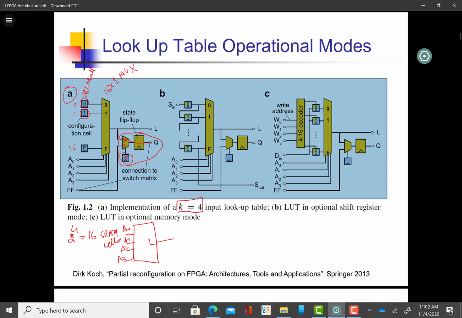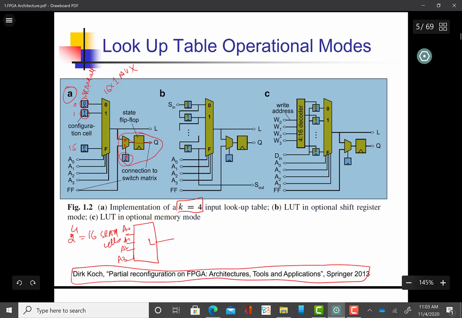Interestingly, there is another kind of functionality that you can achieve with the lookup table structure. Now this lookup table structure is actually implemented by Xilinx, and this is from a book, Partial Reconfiguration on FPGAs: Architecture, Tools and Applications, published by Springer in 2013. So this is from that book.